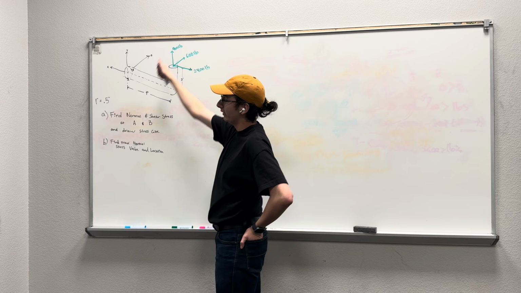So part A is asking us to find the normal and shear stresses at A and B and draw the stress cube. Part B is asking us to find that maximum normal stress value and the location as well.